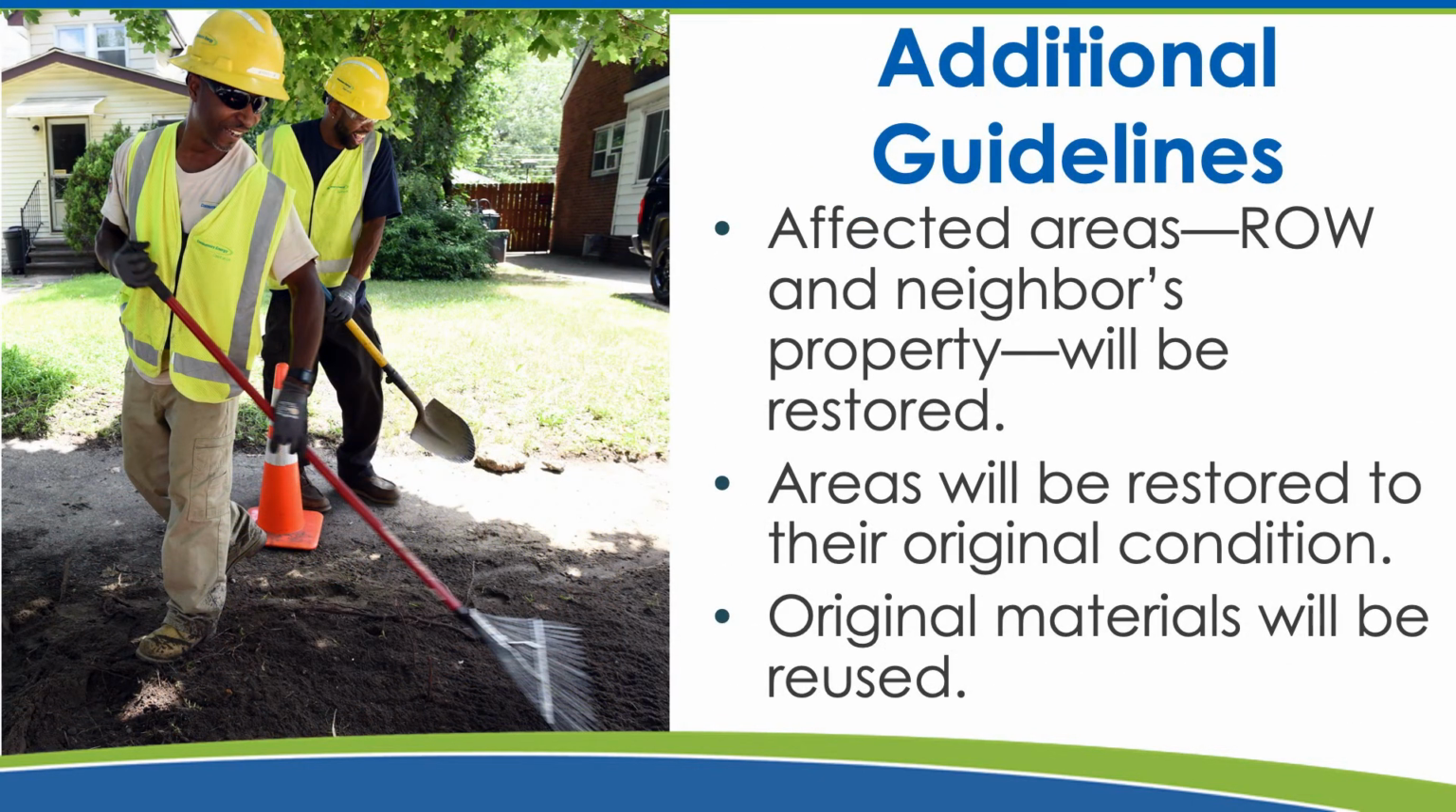When Consumers Energy conducts restoration, we follow certain guidelines. Only the area affected by Consumers Energy will be restored. This includes the ROW and the neighbor's property. The area will be restored to its original condition, although it will take time for grass to regrow. If vegetation in an ROW is removed, this vegetation will not be restored because it may interfere with future maintenance efforts. Material removed will be used for replacement. For example, if clay or sand is the material removed from the trench, clay or sand will be used to restore the area.